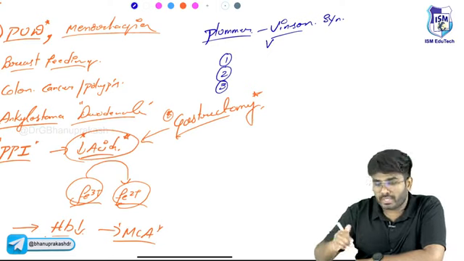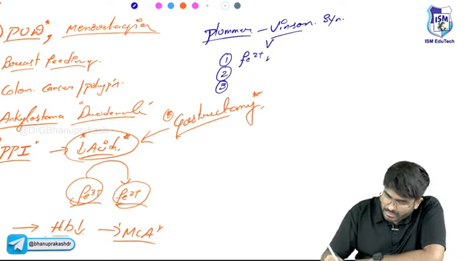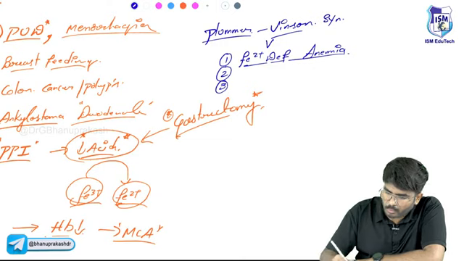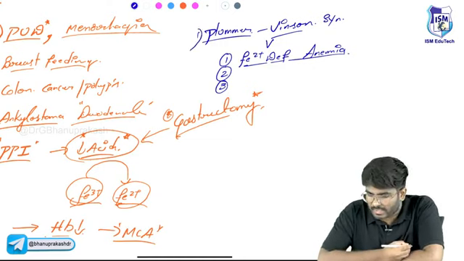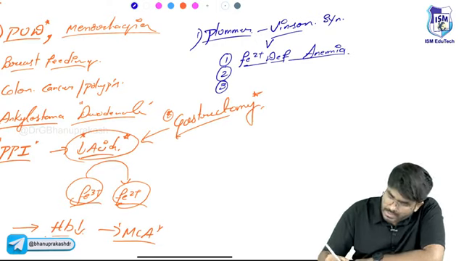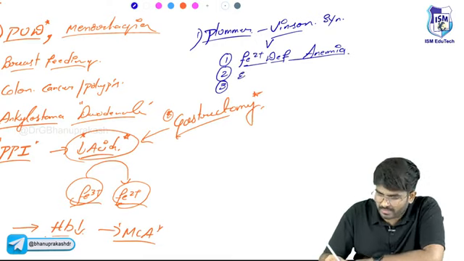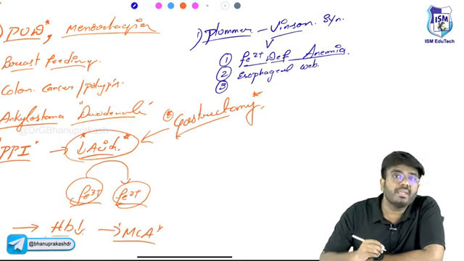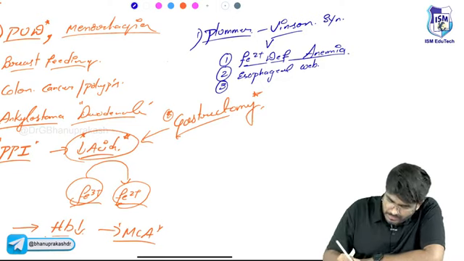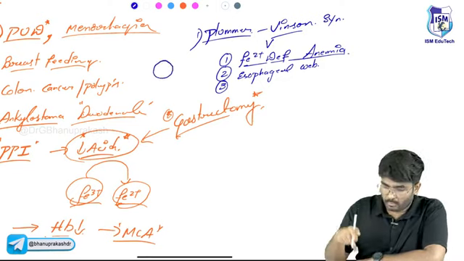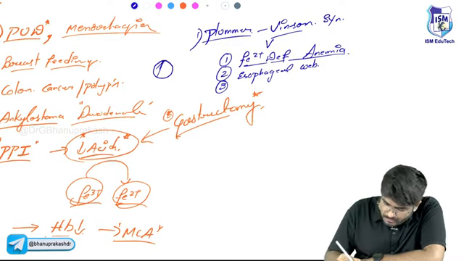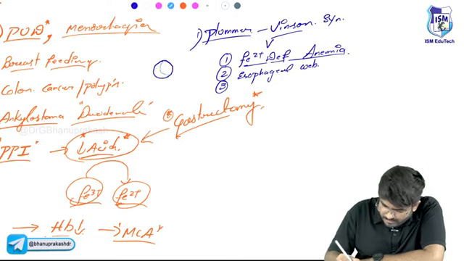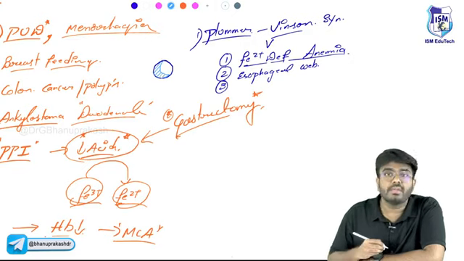Why I am discussing Plummer-Vinson syndrome here is because these patients are going to have iron deficiency anemia, which is microcytic anemia. Next thing seen is esophageal webs. There is webbing in the esophagus. For example, if this is the lumen of the esophagus, imagine, in the esophageal lumen you are having a webbed structure, something like this.